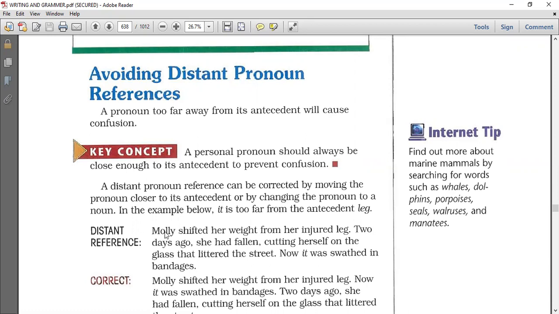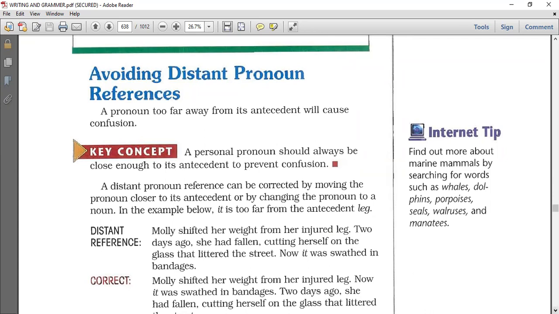Look: Molly shifted her weight from her injured leg. Two days ago, she had fallen, cutting herself on the glass that littered the street. Now it was swathed in bandages. "It" here refers to her leg, but it is very far away from the word "leg."